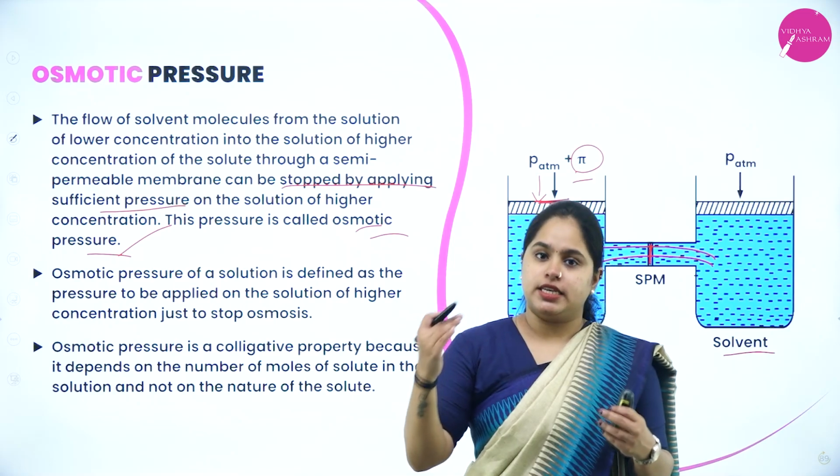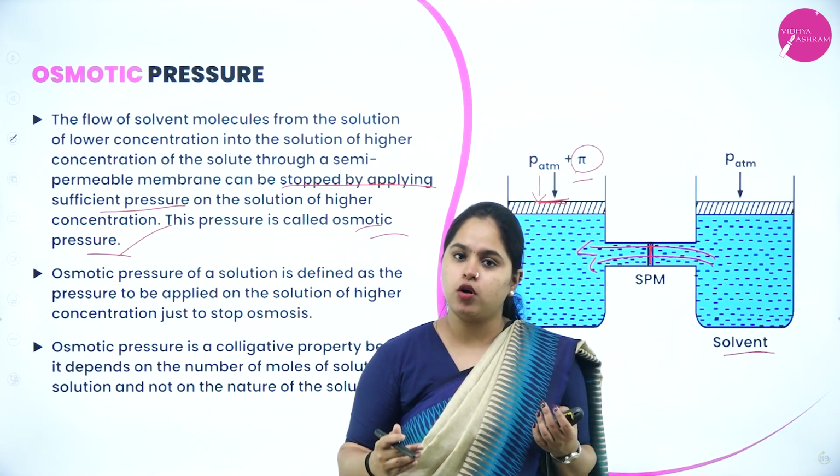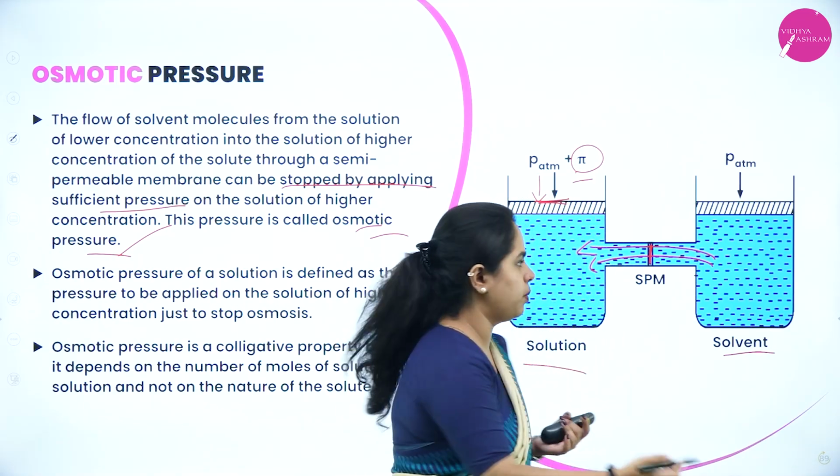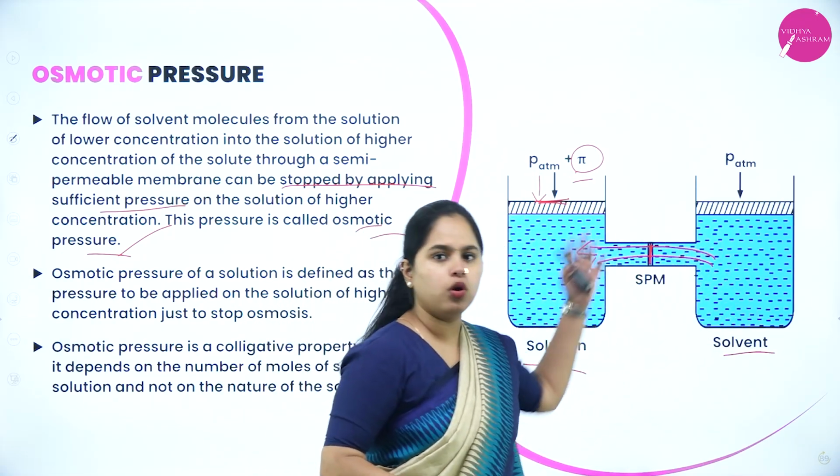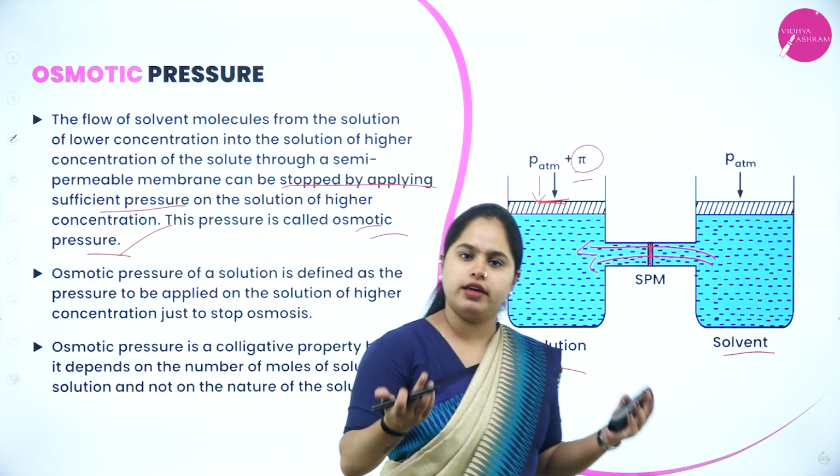Right? So in osmosis, from lower concentration to higher concentration, the solvent particles will move. So we are applying a pressure here so that the flow is stopped. That pressure is called osmotic pressure.